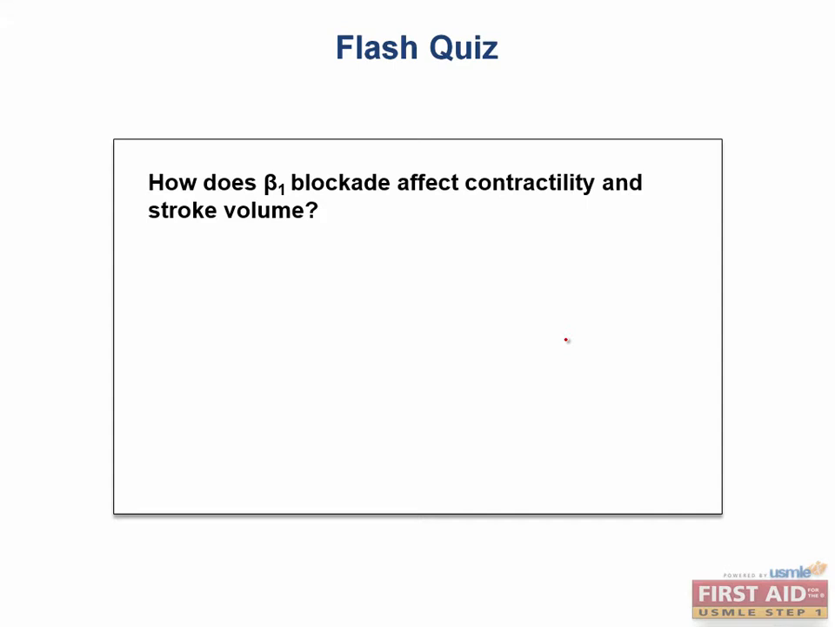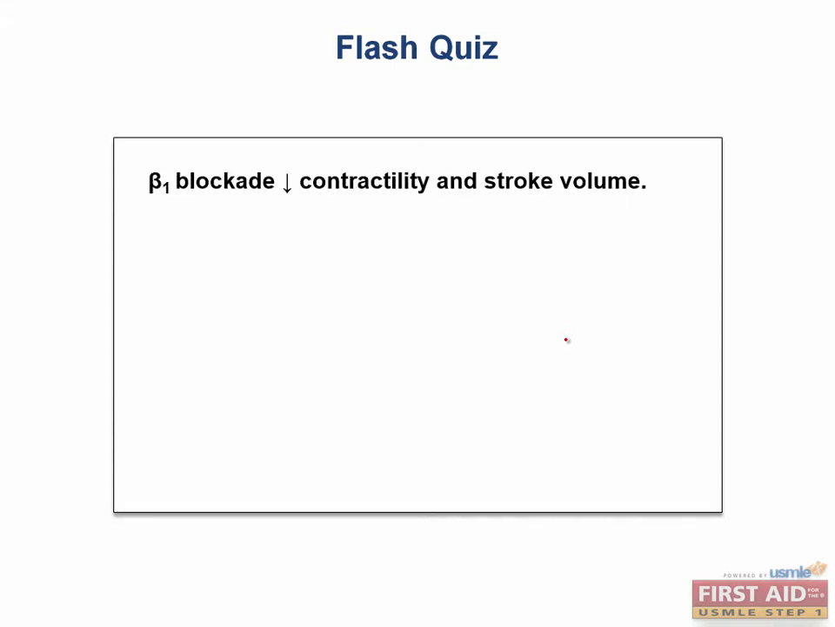Flash quiz time, guys. Let's knock this out. So how does beta-1 blockade affect contractility and stroke volume? Beta-1 blockade leads to a decrease in contractility and stroke volume. We are pros at beta-1 stimulation of the heart. If you aren't yet, then you will be by the time we finish this physiology section.